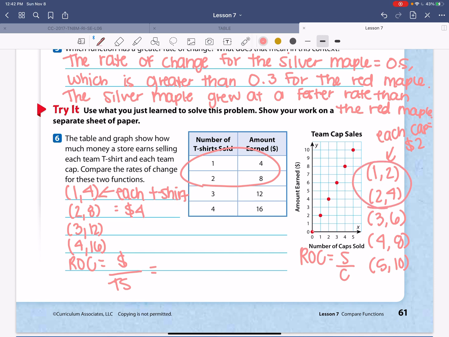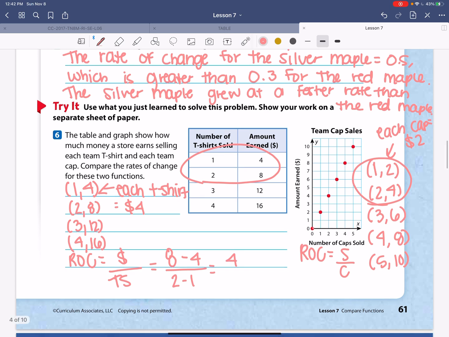So for the amount earned, I have 8 minus 4 over 2 minus 1. And that'll give me $4 is the change in the difference, and then 1 is the change in the number of t-shirts sold. So I know that my rate of change is 4, which matches the amount for each t-shirt. So you could have just stopped there. So we can assume that it'll be the same thing. For the caps, it should be 2, but let's make sure.